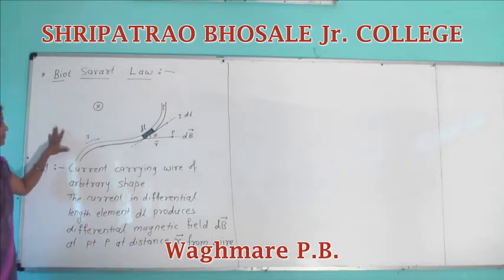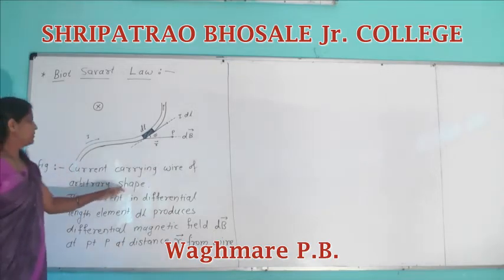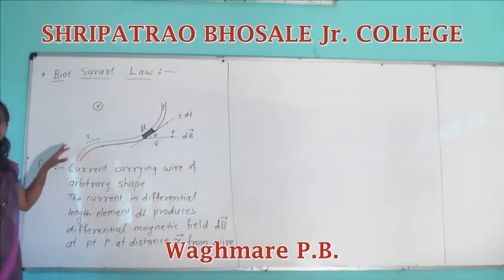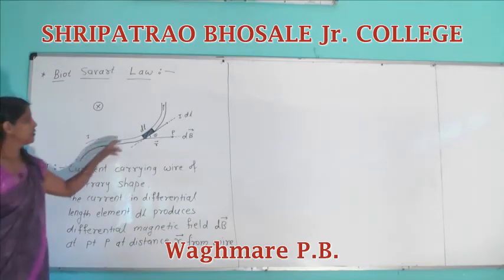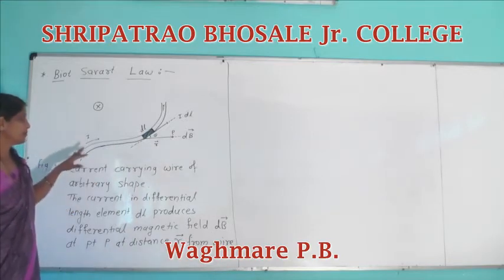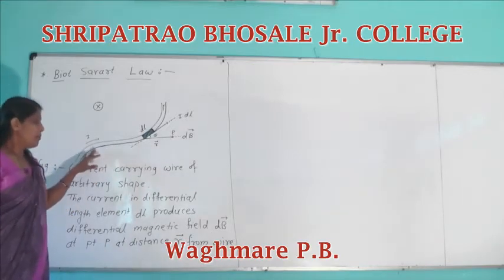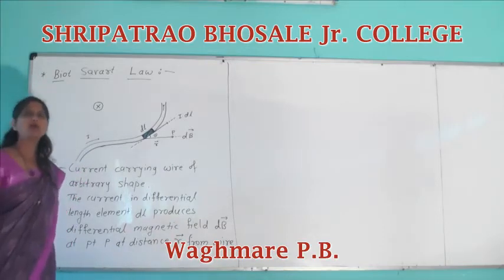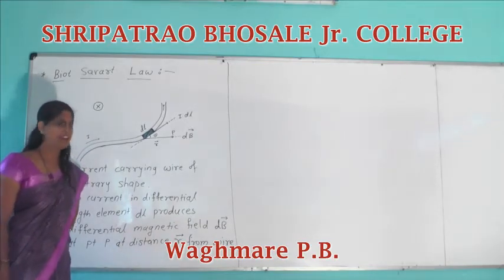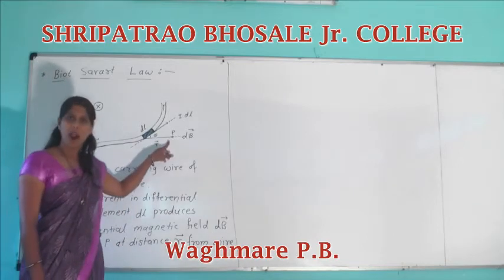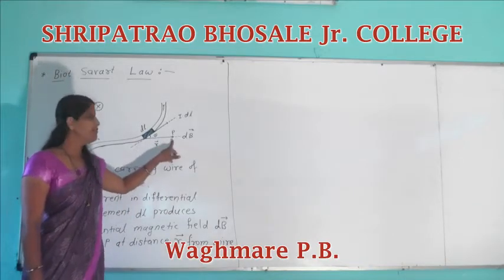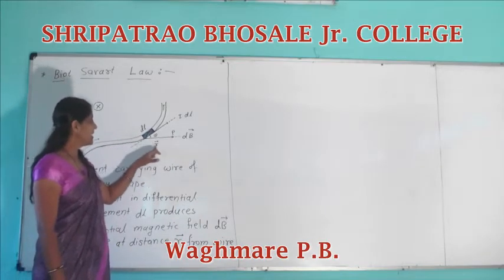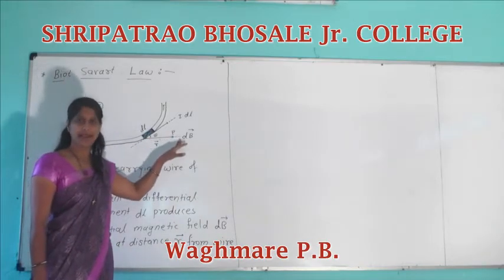Here an arbitrarily shaped wire is shown. I is the current passing through this wire. Now by using the Biot-Savart law, we have to find the magnetic field at a point, at a distance r from the wire.